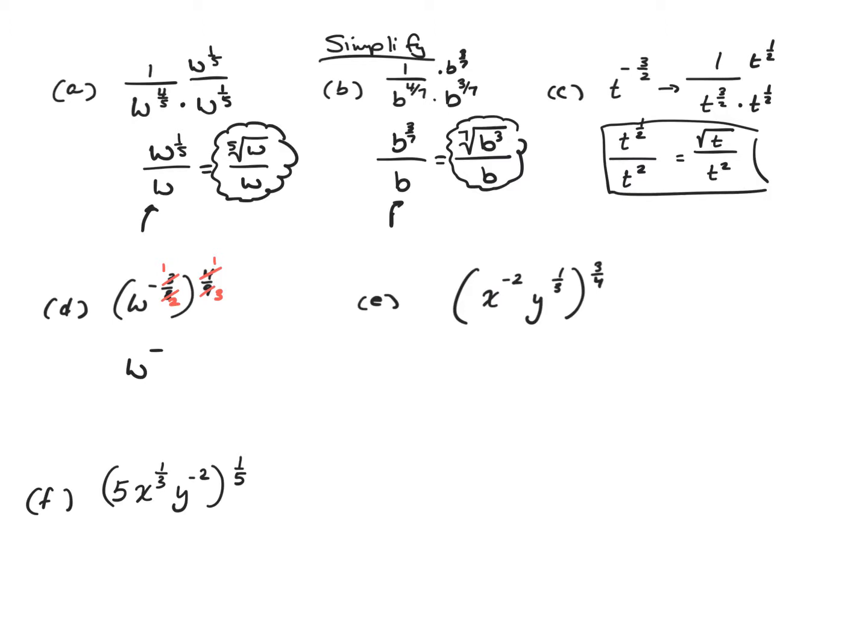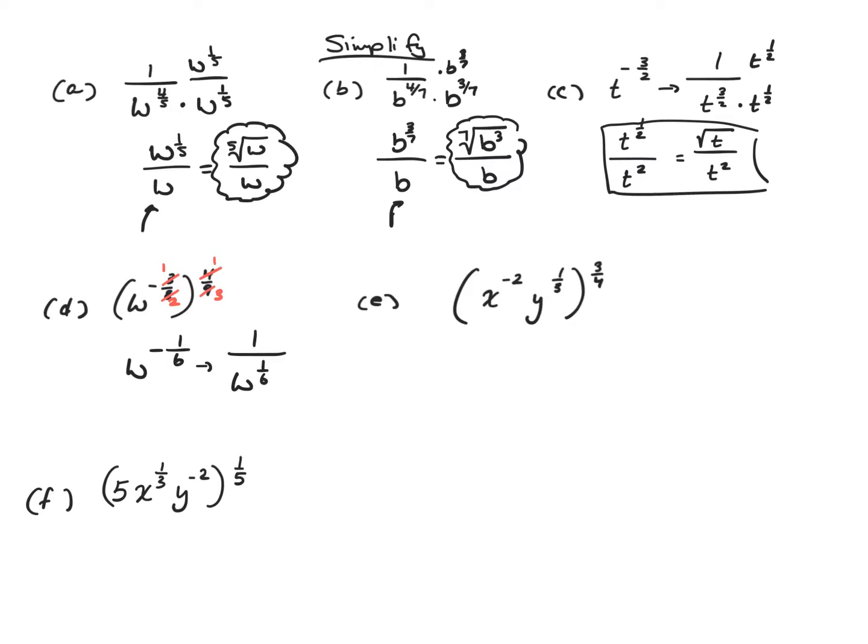What's 1 times 1? It's 1. And what's 2 times 3? It's 6. Now, again, that presents a problem because we won't leave a negative exponent. So this turns into 1 divided by w to the 1/6. And now I have to ask myself, how do I turn 1/6 into a whole number? Well, if I give 1/6 5/6 more, then what I'm left with is a whole number.